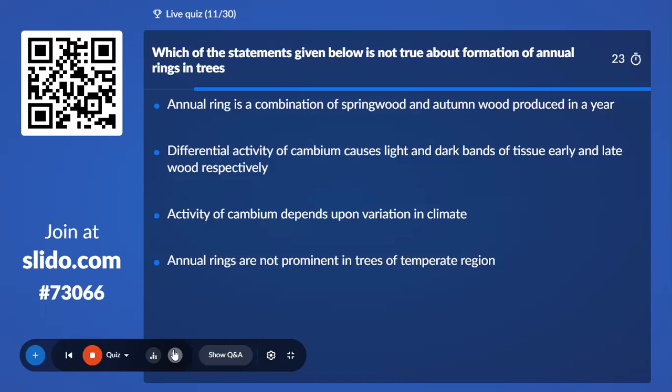Which of the following statements given below is not true about the formation of annual rings in trees? Annual ring is a combination of spring wood and autumn wood produced in a year. Differential activity of cambium causes light and dark bands of tissue, early and late wood respectively. Activity of cambium depends upon variation in climate. Annual rings are not prominent in trees of temperate region.